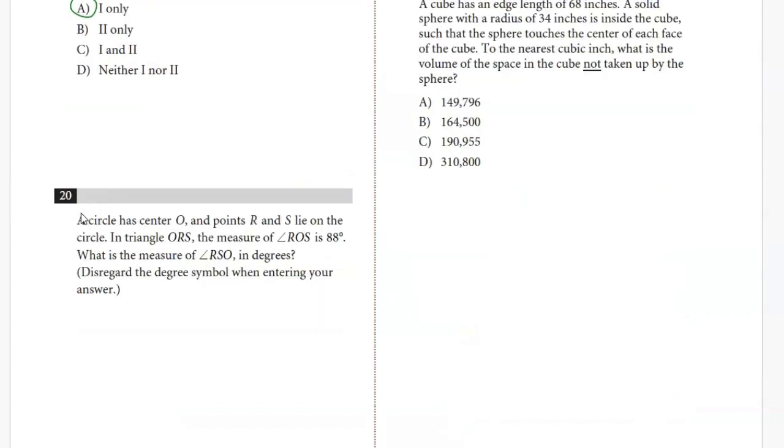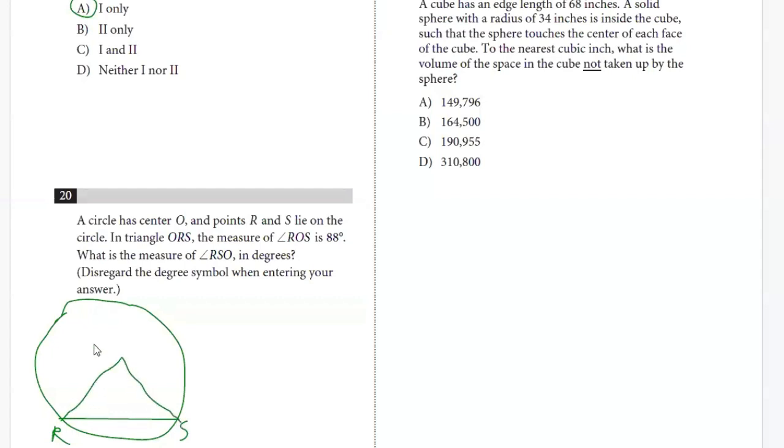Okay, question 20. A circle has center O and points R and S lie on the circle. In triangle ORS, the measure of angle ROS is 88 degrees. What is the measure of angle RSO in degrees? Okay, since this is a geometry question, I always like to draw this out. Let me go ahead and draw here. So ROS is 88 degrees. And since these two are the radii, this has to be the same.